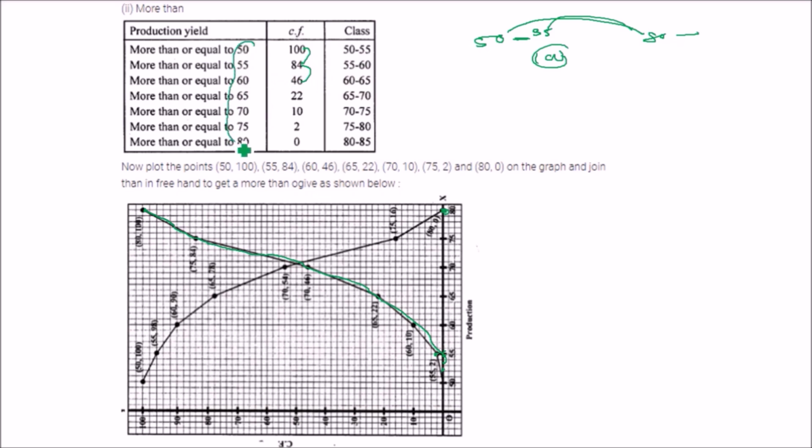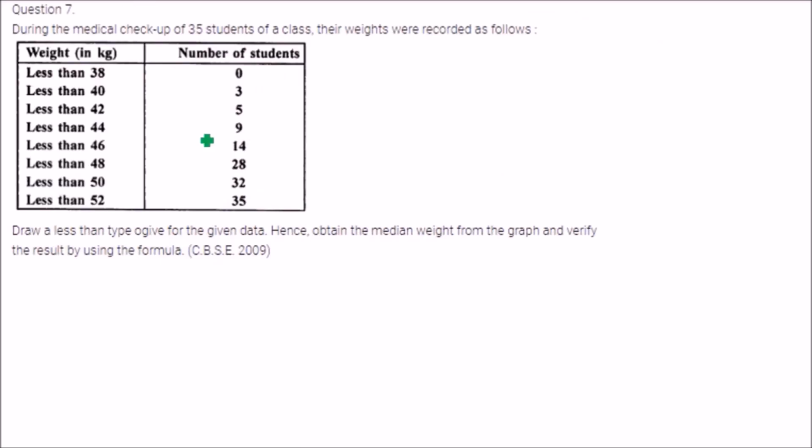So the points you get, this will be the x-axis and this will be the y-axis. Let me draw it, 50 and 100. So x is 50, y is 100. So this is the first point. Let me draw the last one. X is 80, y is 0. So this is the last point. So this will be our ogive. I hope you'll be able to draw the other points also.